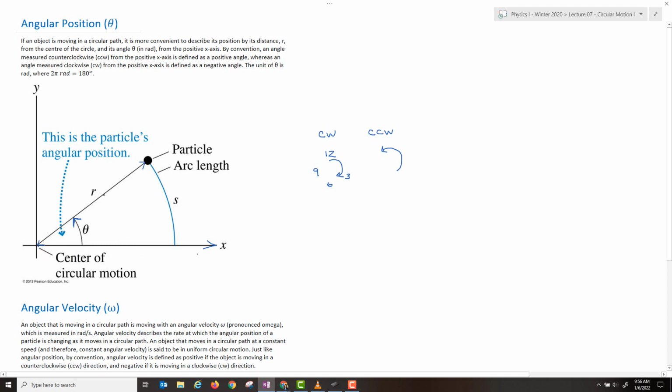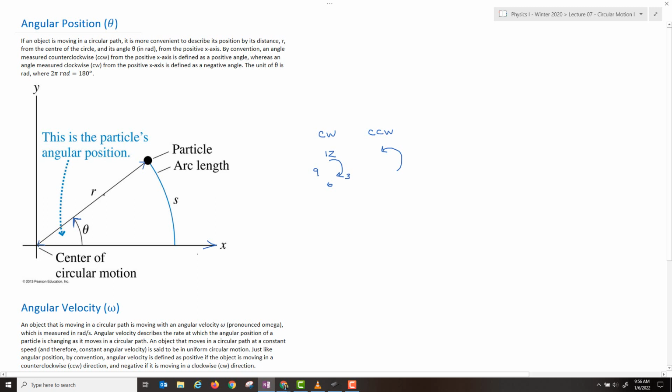So it says, by convention, an angle measured counterclockwise, or we just write CCW for short, from the positive x-axis is defined as a positive angle, whereas an angle measured clockwise, or CW, from the positive x-axis is defined as a negative angle. The units for theta is the radians.